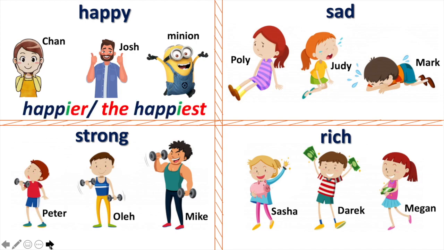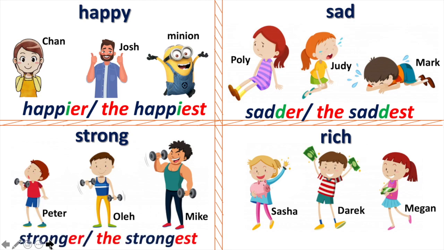Happy becomes happier for comparative, the happiest for superlative. Sad becomes sadder for comparative, the saddest for superlative. Strong becomes stronger for comparative, the strongest for superlative. Rich becomes richer for comparative, the richest for superlative.